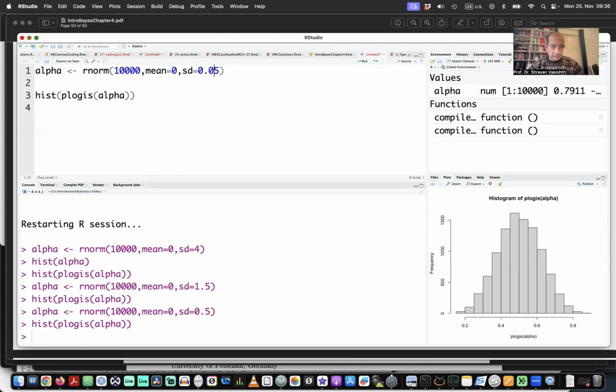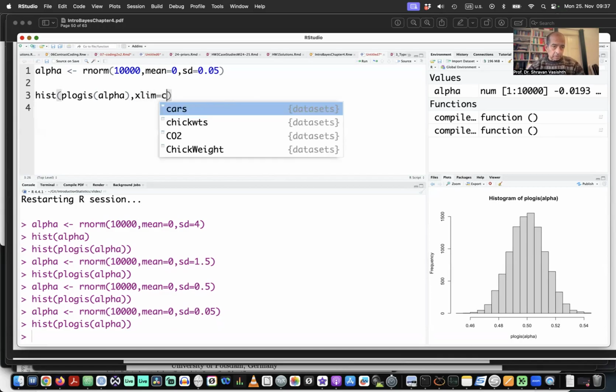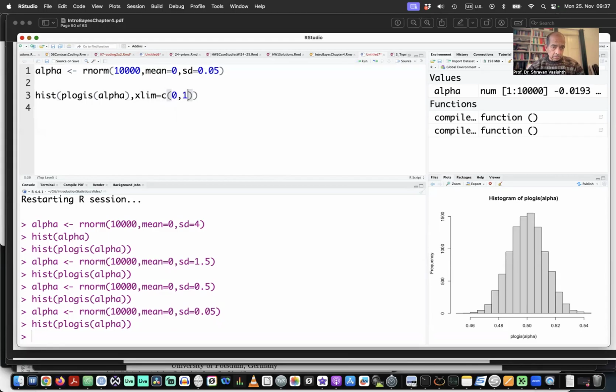I could make this even tighter, right? So I could make the distribution even tighter. Let me just make this more comparable: xlim goes from 0 to 1, right?